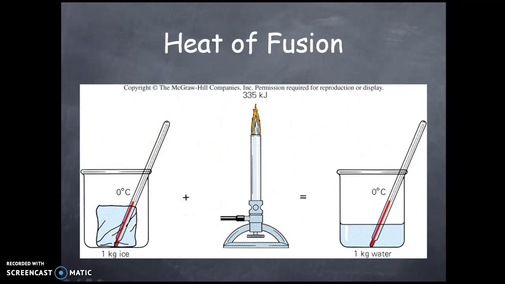In this picture, you have an ice cube which is at 0 degrees Celsius, and it's exactly 1 kilogram. And if you give 335 kilojoules of energy to this, it's going to melt all this ice into 1 kilogram of water. But look here, the temperature of the ice is 0 degrees Celsius, and the water's temperature is also 0 degrees Celsius. So from here we can say that this energy which is given is used only to change the phase from solid to liquid, but the temperature did not change.